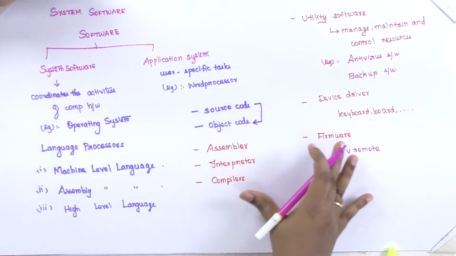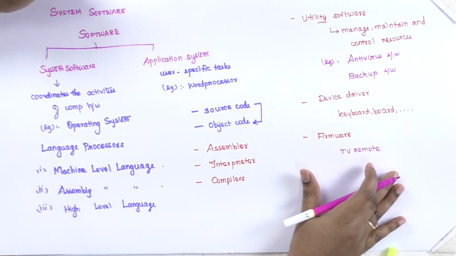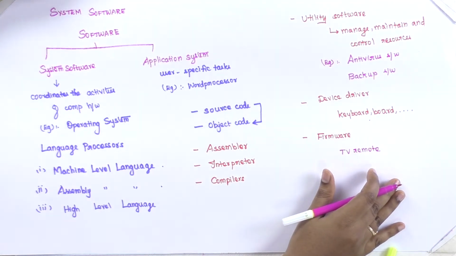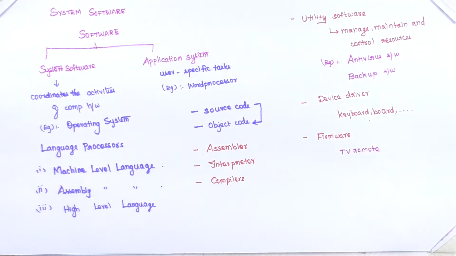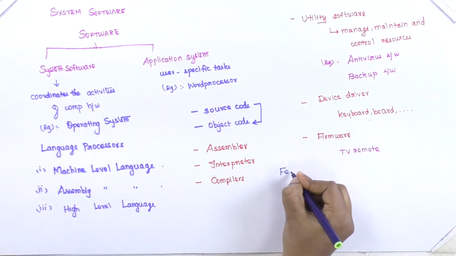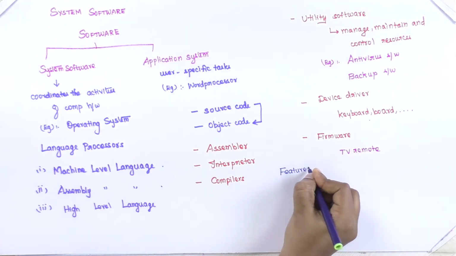So these are the necessary system softwares that are available. Apart from this, more system softwares are also available. Next, we are going to see about the important features of our system software.